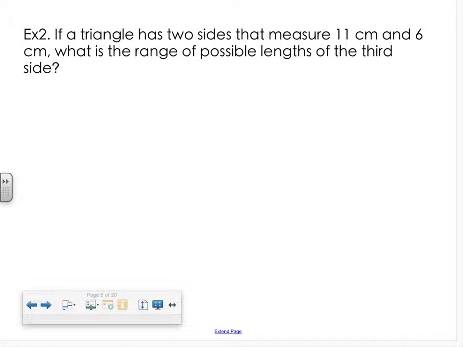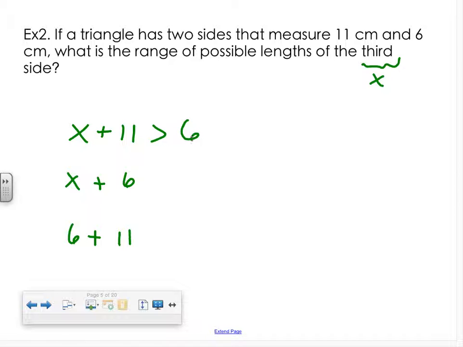So I know if I call the third side x, I'm going to think about every combination of the two. So I can put x and 11 together, I can put x and 6 together, and I can put 6 and 11 together. And I know it always has to be greater than the third. So this would be greater than 6, this would be greater than 11, this would be greater than x. And then I simplify these inequalities.